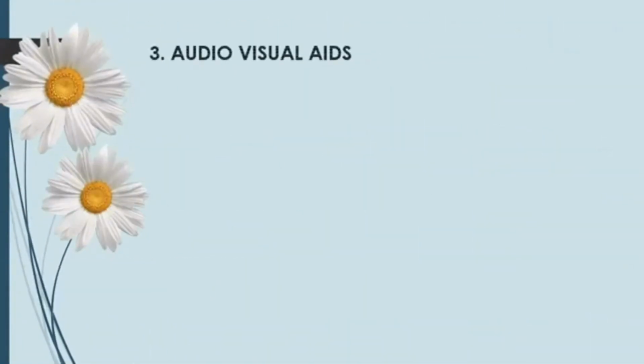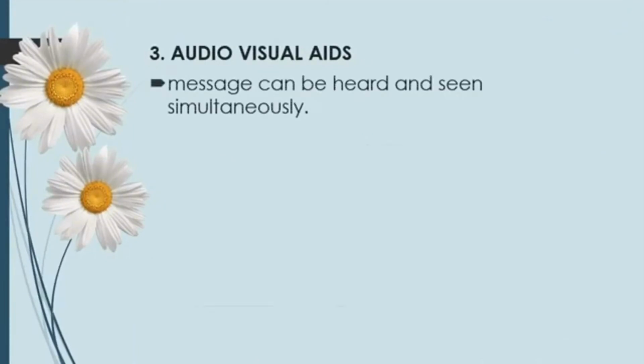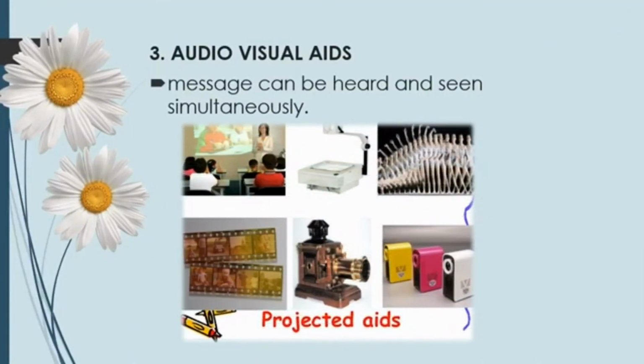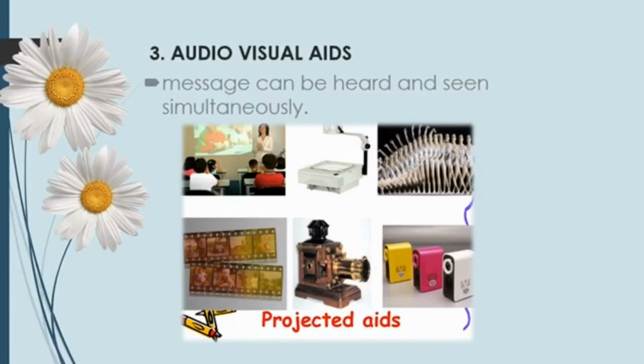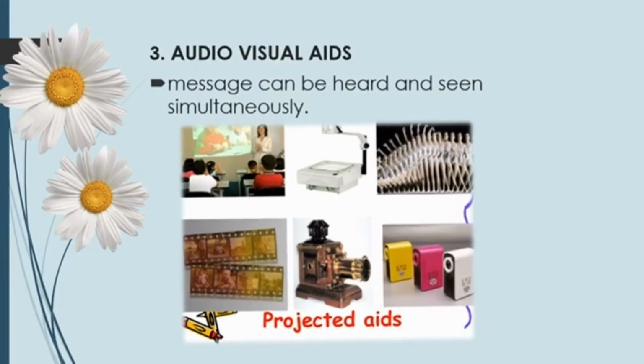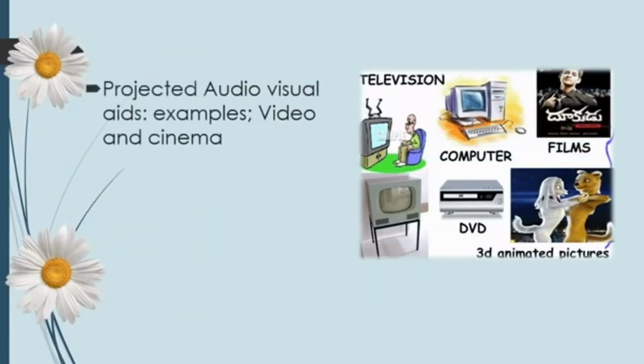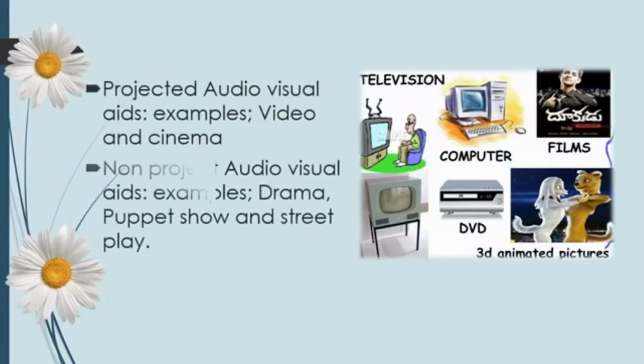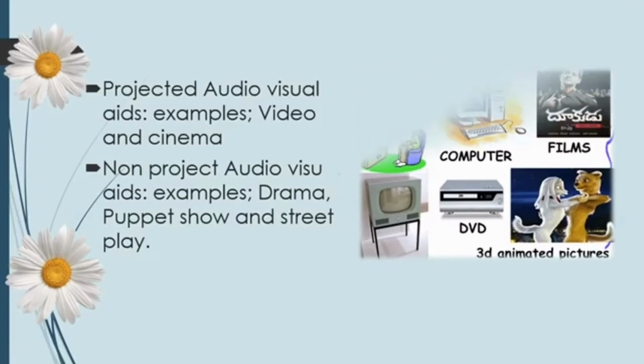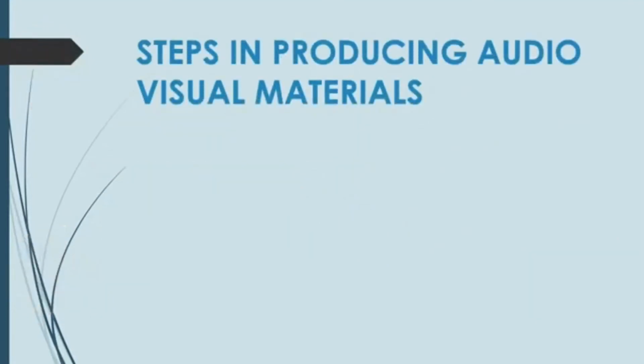The third classification is the audiovisual aids, the instructional devices through which the message can be heard and seen simultaneously. There are two types of audiovisual aids. The projected audiovisual aids, examples are video and cinema, while the non-projected audiovisual aids, examples are drama, puppet shows, and street play.